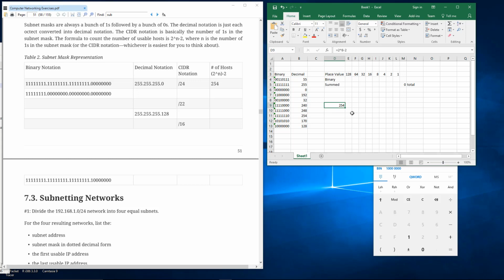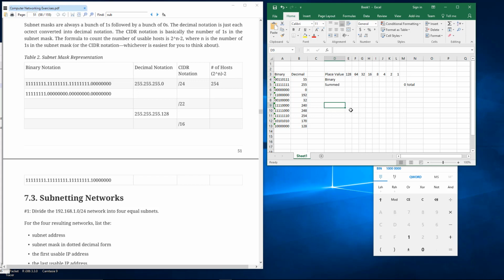So why are we subtracting 2? Well, we reserve the very first IP address in that network for the network address, and we reserve the very last IP address in that network for the broadcast address. So that's why we take those two off. So if I use this subnet mask, I can put as many as 254 laptops, printers, smartphones, etc. on that network. So that works out fairly well.